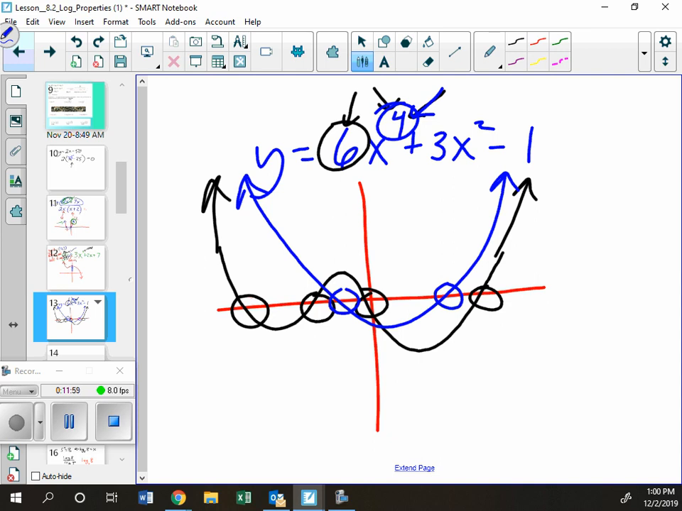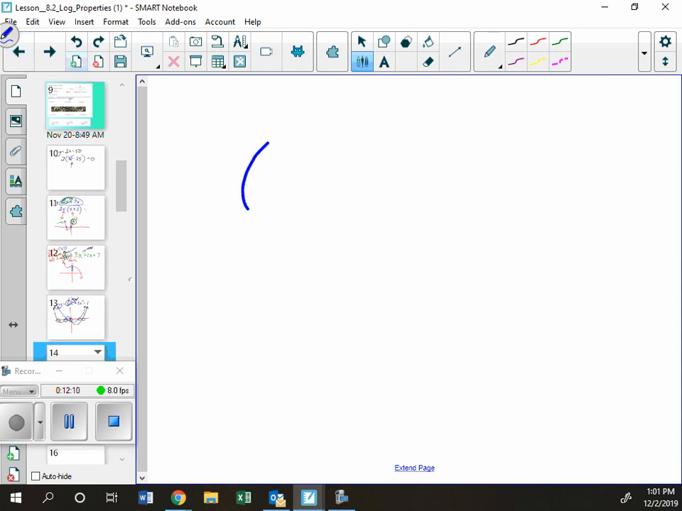Yes? How can you tell that it will have imaginary roots if you just look at the graph? You can't tell unless you can factor it. So imagine for a moment that you got something factored and it looked like this. Let's make it a nicer number. And this.